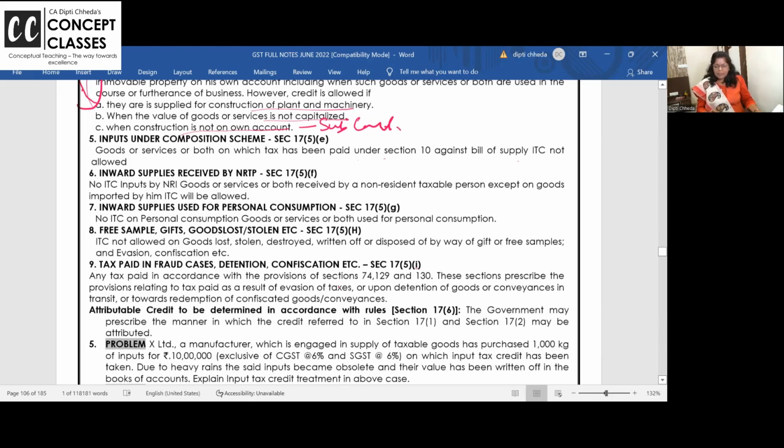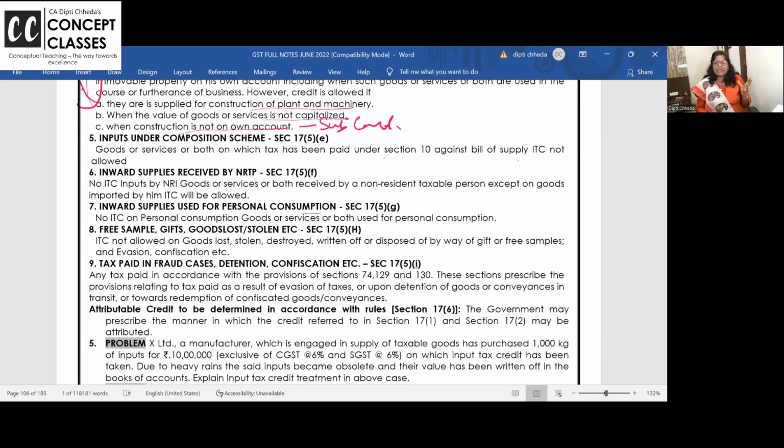Inward supply used for personal consumption. I go to a parlor and get my haircut done, I am paying GST. Can I avail ITC because I am a registered supplier for teaching service? Haircut से कोई लेना देना नहीं, वो मेरा personal खर्चा है. So on all my personal consumption goods and services, ITC is not allowed.